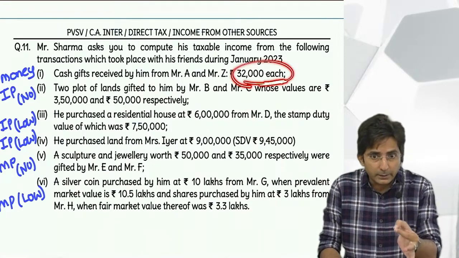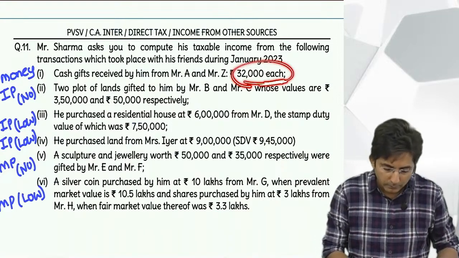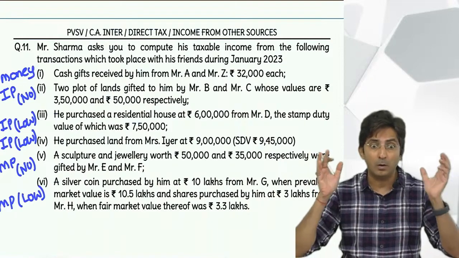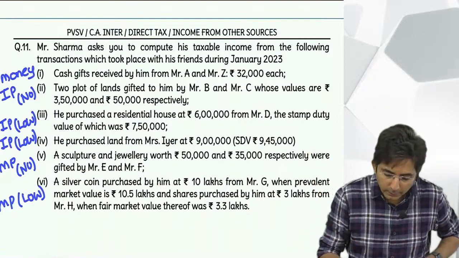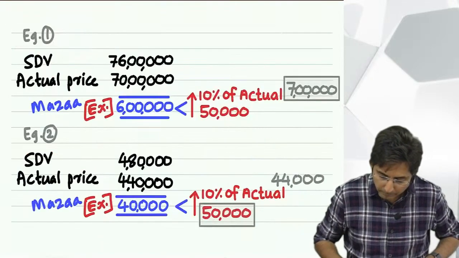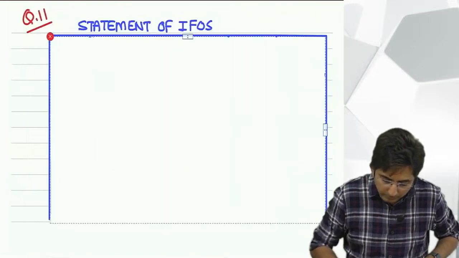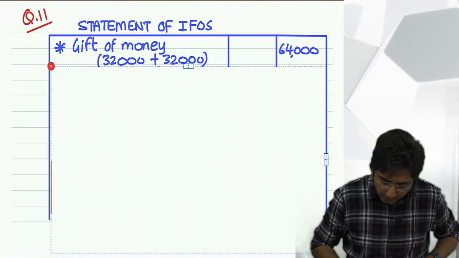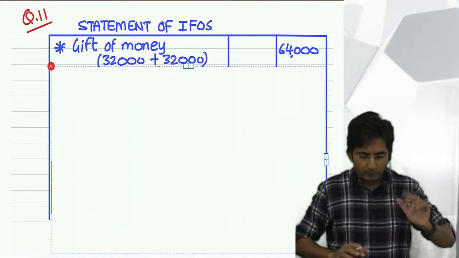It's 32,000 each. So 32 plus 32, 64. So this will be taxable means dash or amount? Amount. So see here. See how I have written. Gift of money.